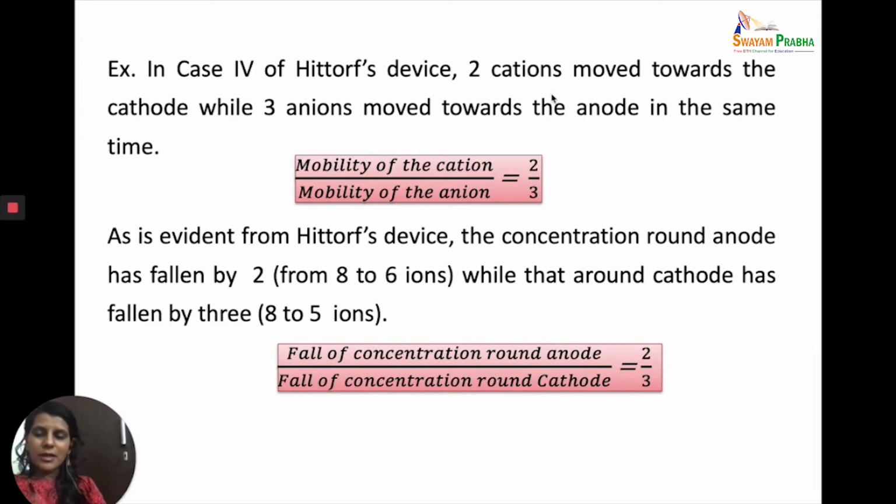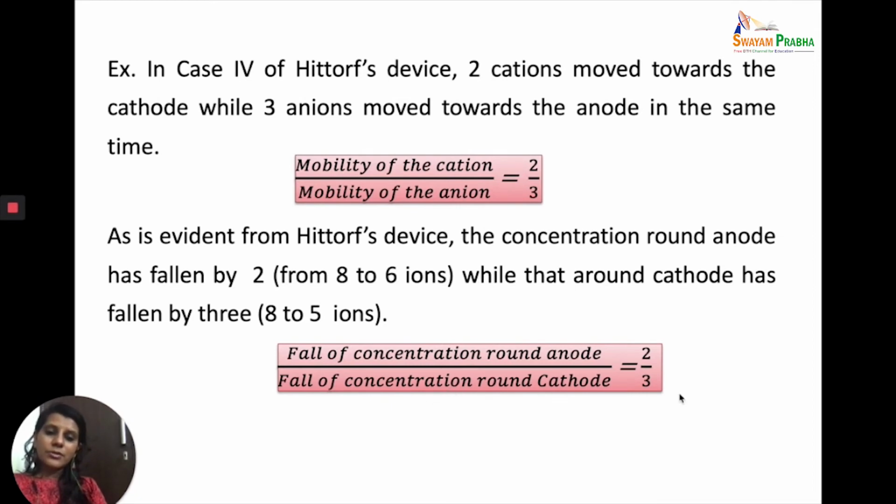In the last case, we discussed that 2 cations had moved towards the cathode and 3 anions had moved towards the anode. So the mobility of the cation was 2 and the mobility of the anion was 3. So the ratio of the mobility of the cation to the mobility of the anion was equal to 2 by 3. Now, from Hittorf's theoretical device, the concentration changes around the anode and cathode are also changing. So, the fall of concentration around the anode was what? 2, because 2 cations had moved from the anode to the cathode, and around the cathode it was 3.